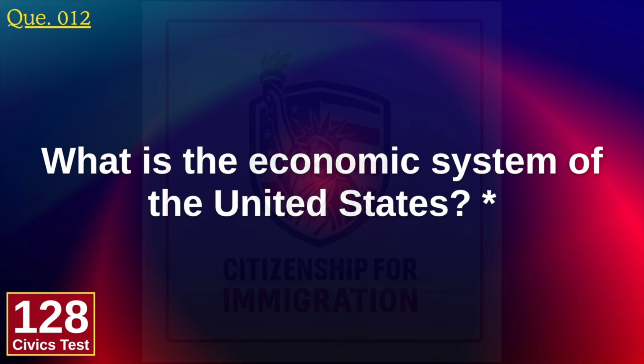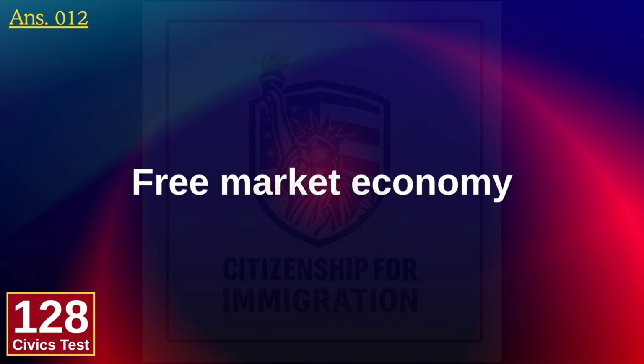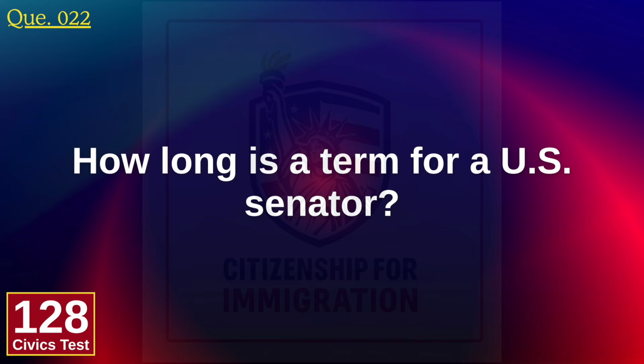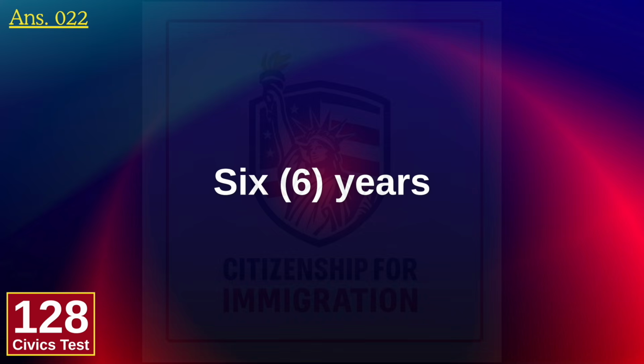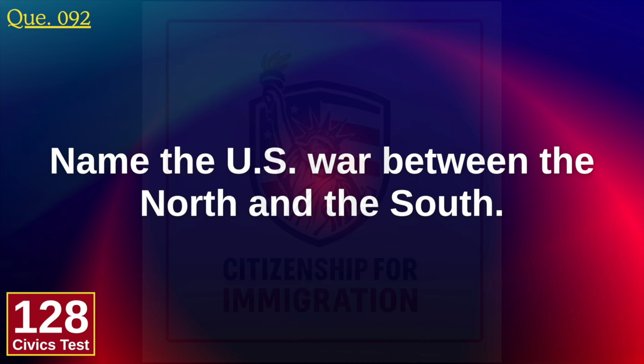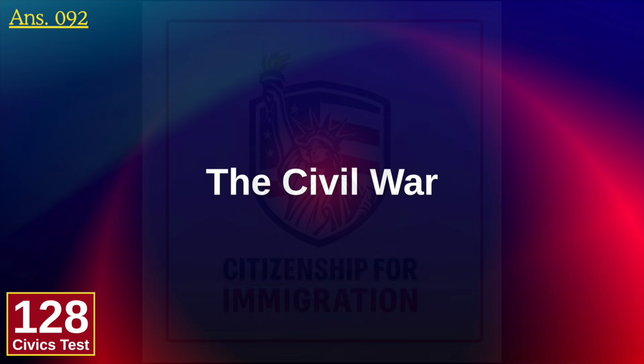What is the economic system of the United States? Free market economy. How long is a term for a U.S. Senator? Six years. Name the U.S. war between the North and the South. The Civil War.